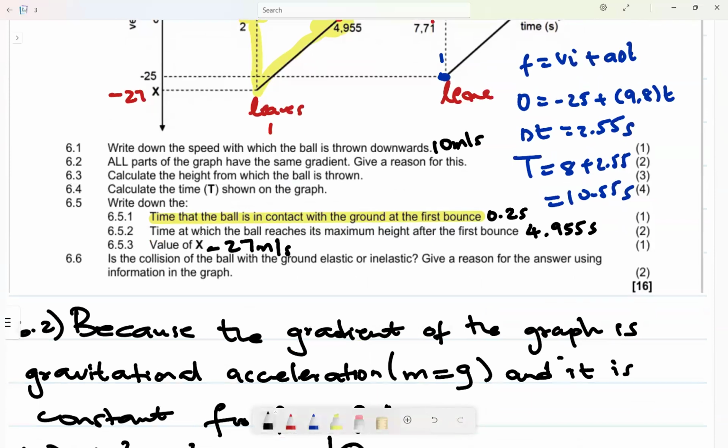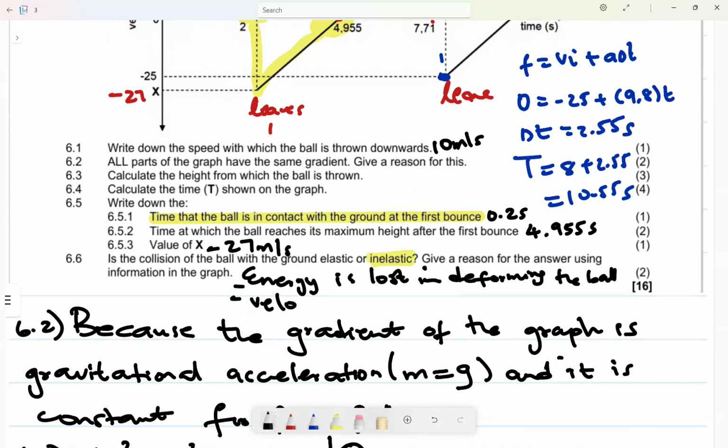Is the collision of the ball with the ground elastic or inelastic? It will be inelastic. Why? Energy is lost in deforming the ball, or you can say the velocity of the ball decreased. Therefore, if it decreases, it shows that there was energy lost.